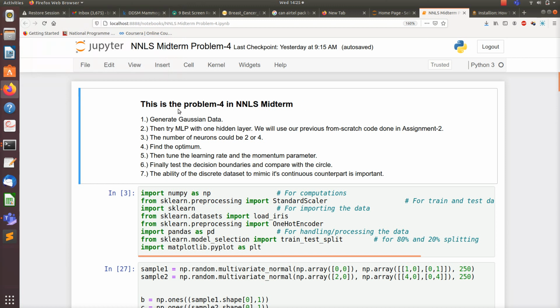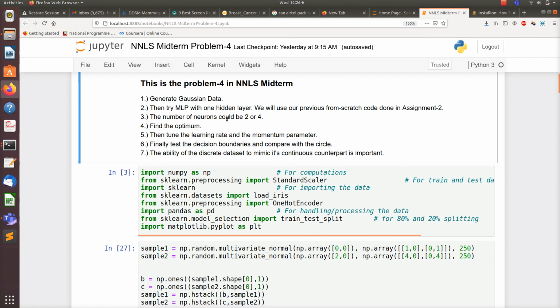So this is problem 4 in the neural networks and learning systems midterm. Here we have to implement a single hidden layer multi-layer perceptron in order to separate the Gaussian generated samples into two classes. Then we have to find the optimum number of neurons in the single hidden layer, which can be either 2 or 4.